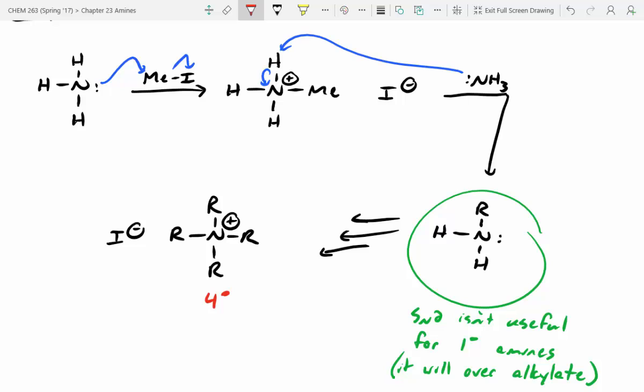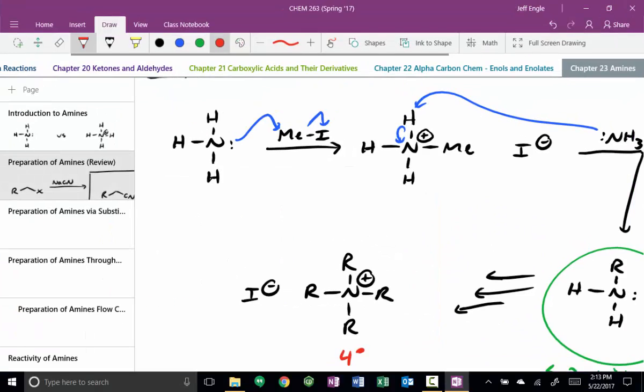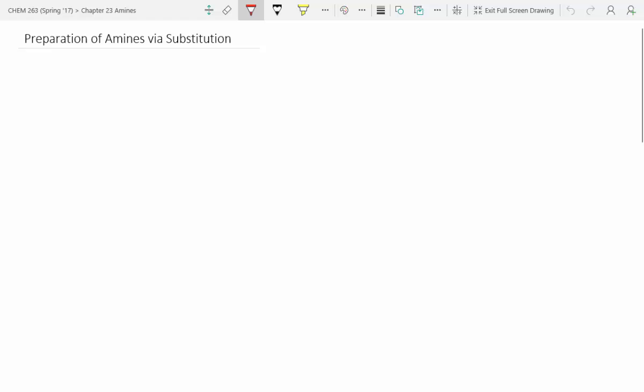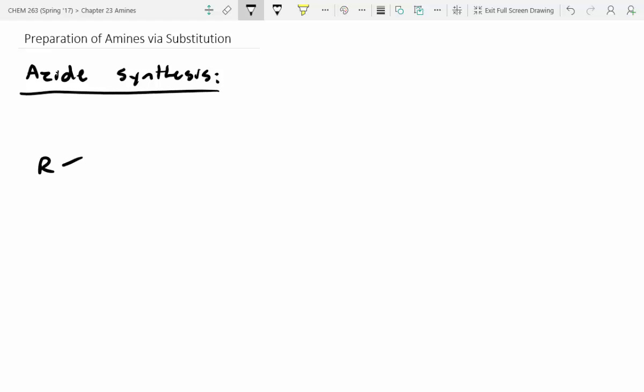But let's step back and talk about some old school chemistry that you may see on the ACS. There's one new way we have of making amines using substitution chemistry, and I'll explain why nobody does this anymore. This is through azide chemistry. The overall reaction is really straightforward. You have some sort of alkyl halide. You can make that through radical halogenation. And then you treat this with sodium azide.